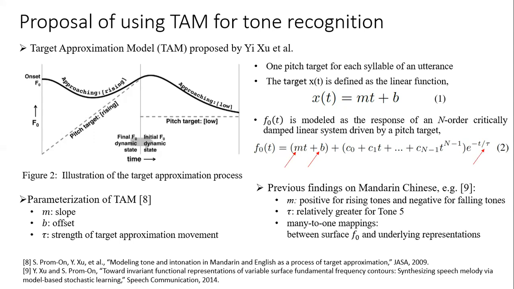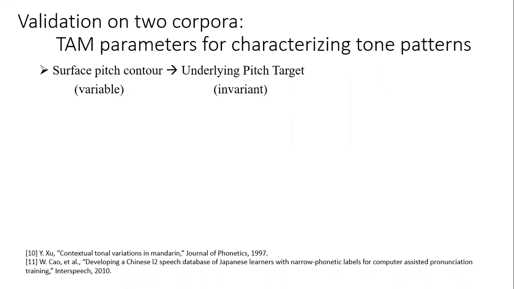There also exists many-to-one mappings between surface F0 and underlying representations. In other words, tone model discovers the relatively less variable underlying pitch targets from the variable surface pitch contours. The derived tone parameters are expected to be distinctive among different tone categories, which was validated with 2 speech corpora.